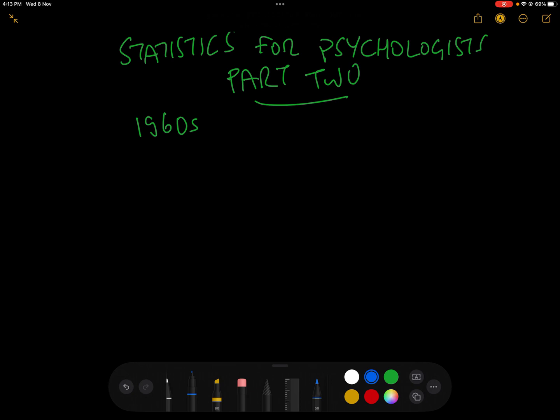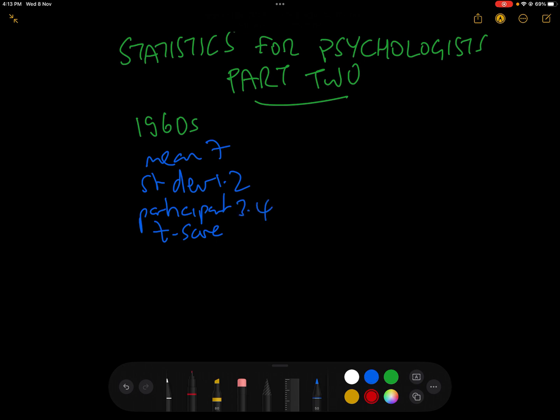So in the 1960s experiment, we found that the mean was 7, that the standard deviation was 1.2, and the participant who we were interested in, their Z-score was 3.4. And then we calculated in the 2023 experiment that the mean was 6 and the standard deviation was 2.28 and the participant Z-score was 1.32, and we did some fairly basic comparisons between the two.